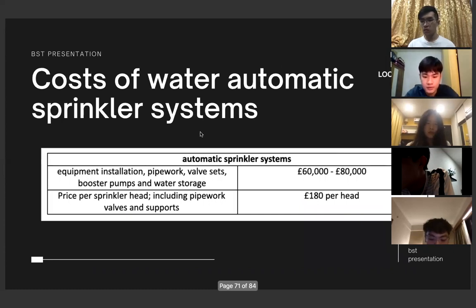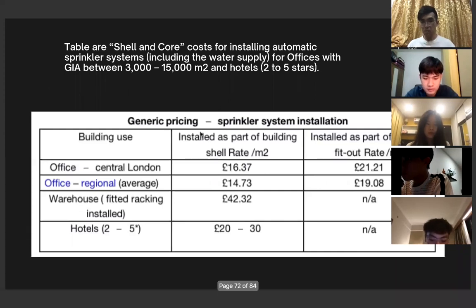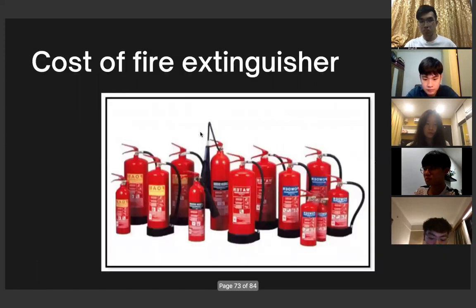Next is the price of active fire protection, and this is the cost of the water automatic sprinkler system. Next. This is a table of shell and core cost of installing an automatic sprinkler system, including the water supply, for offices with GFA between 3,000 and 15,000 square meters, and hotels of 2 to 5 stars.